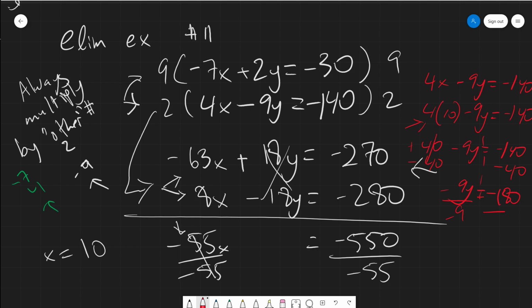I'm going to divide out by negative 9. So I get 1y is equal to a positive 20. And I get my answer, Don Nunez: 10, 20.